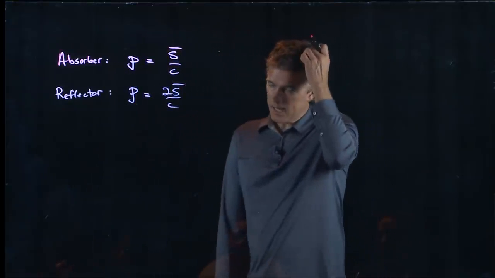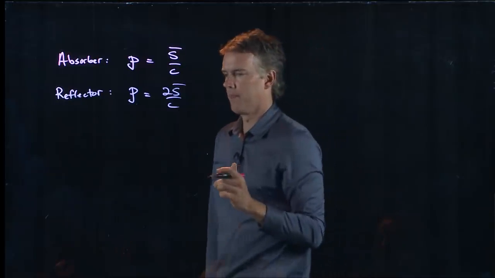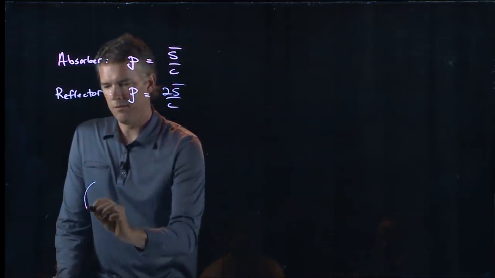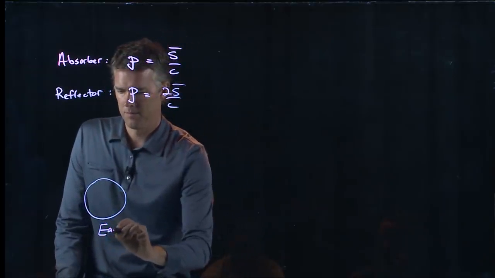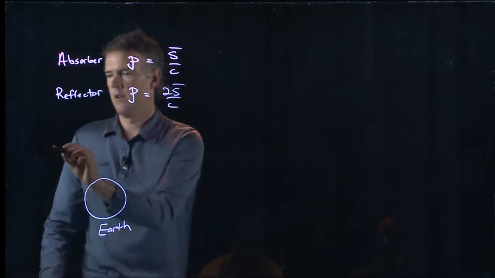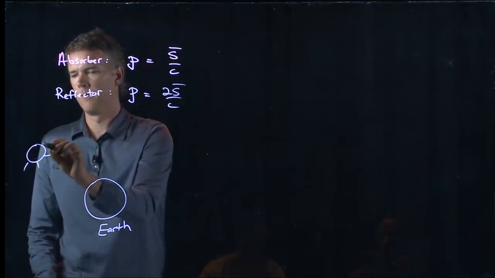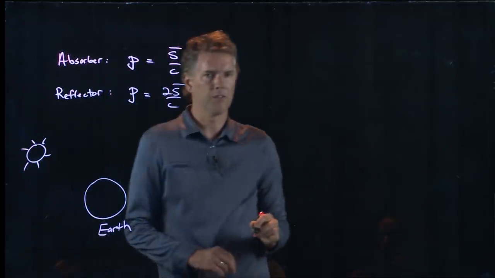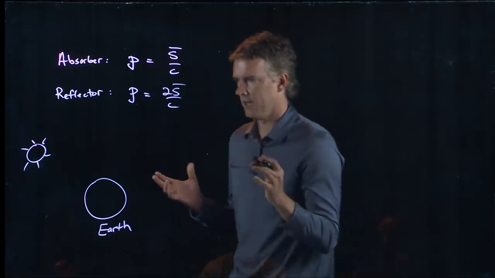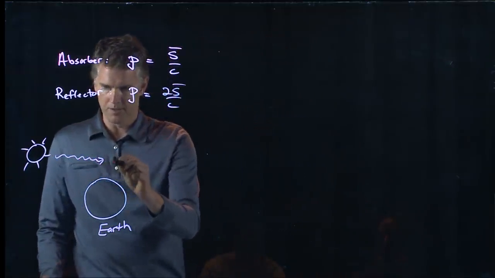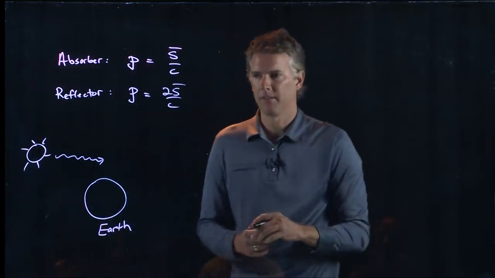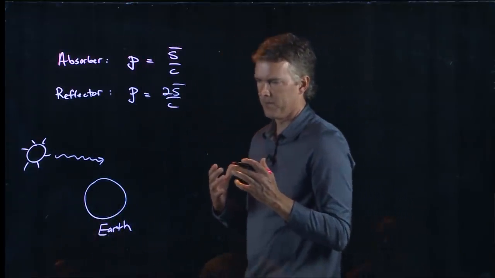Let's take a look at an example, and this is something that people have actually undertaken. Here's the Earth. Here's the sun way over here. Okay, the sun is spitting out sunlight in all directions. Some of that sunlight is skimming past our atmosphere.